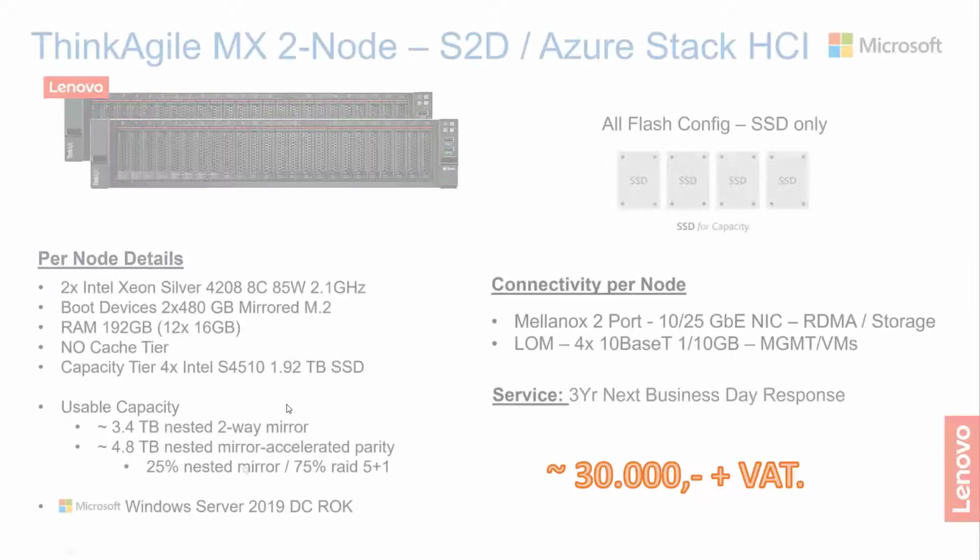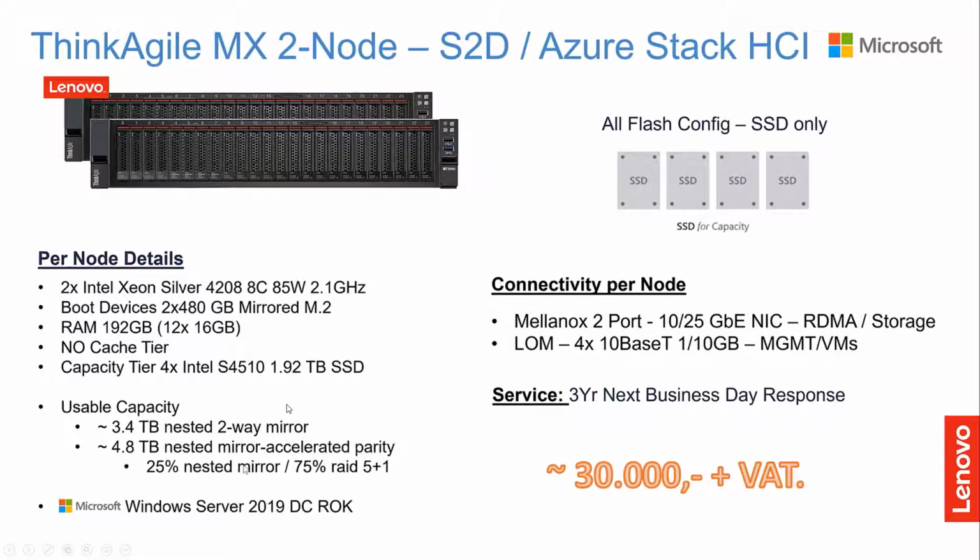And I have another example, also from Lenovo, because I recently did some videos for Lenovo, so I have the pricing here. This is a full 16-core machine with 192 gigabytes of RAM. We have Intel SSDs. We have Mellanox cards to directly connect the servers, and this is roughly around 30,000 euros, including the Windows Server licensing.